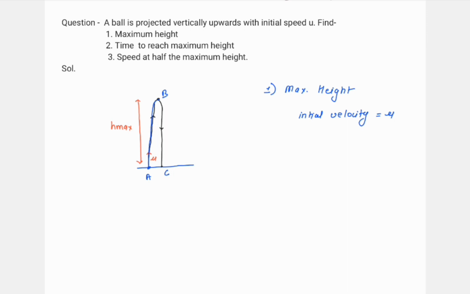Okay. If the initial velocity is u, what is the final velocity? When the ball has reached point B, what is the velocity? This is 0, na? As I told, the ball will travel some distance upward, and just for an instant it's going to stop, then it will start falling back. It means the final velocity at point B is 0.